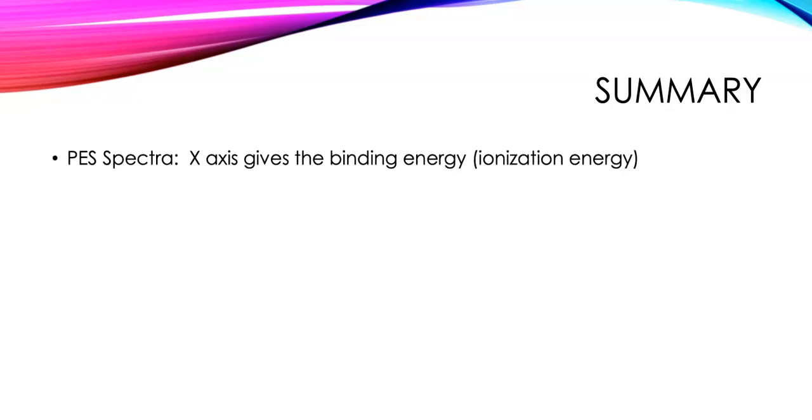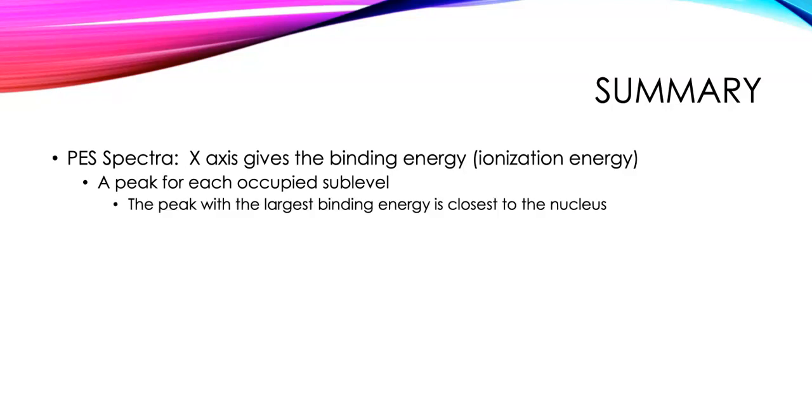We study PES spectra in AP Chemistry because it gives us experimental evidence to confirm ionization energies and electron configurations. Remember, when you're looking at PES spectra, the x-axis gives the binding energy, or the ionization energy. You have a peak for each occupied sublevel, and the peak with the largest binding energy is closest to the nucleus. That would be your 1s sublevel. As the nuclear charge increases, the binding energy of all your peaks increases as well, because they're going to have a stronger Coulombic attraction to the nucleus.